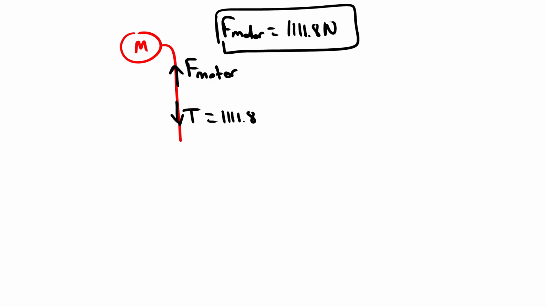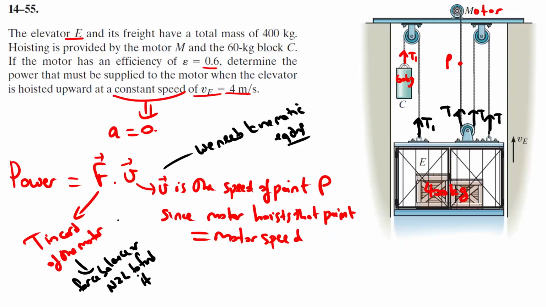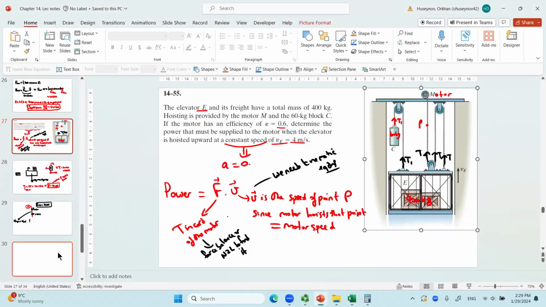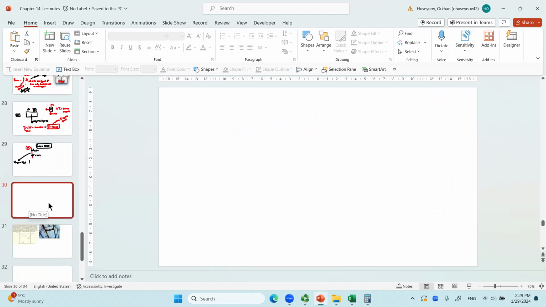Next, the question is, what is the velocity of the rope? So velocity of the rope or velocity of the cord, how much is it? Okay, so to solve that one, let me take this picture here and then add it here. Let's see.